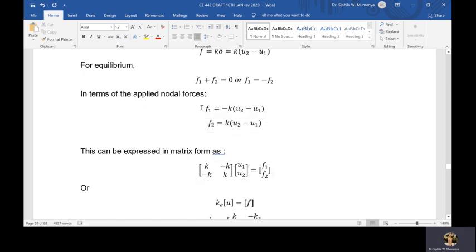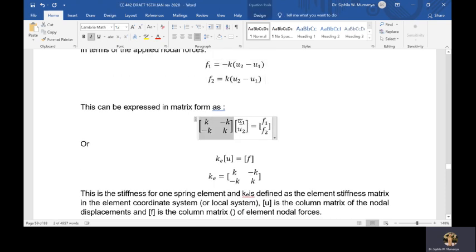We can write these two equations in matrix form as shown there, where we have a matrix with K's, a matrix with displacements, and a force vector there.